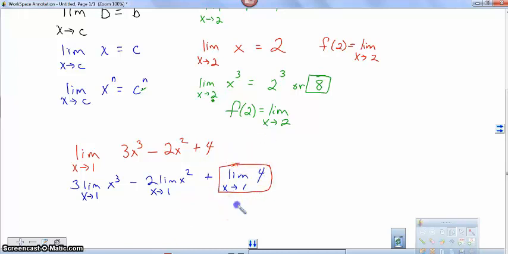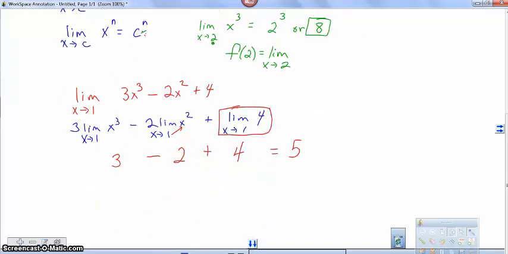Well, this last one I just wrote, that's that first property. The limit of a constant is itself, so 4. This one, if I plug 1 in, this is this power one, the third property. 1 squared is 1 times 2 is 2. Here, this is a power property again. 1 cubed is 1. That's 3. 3 minus 2 plus 4 is 5.